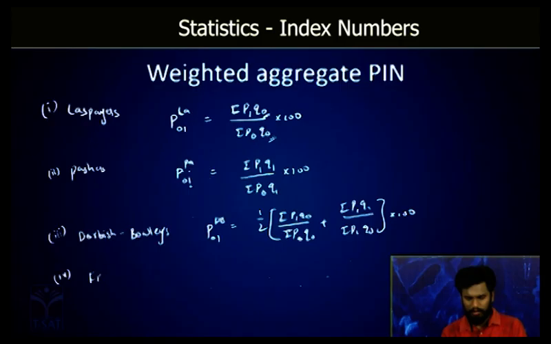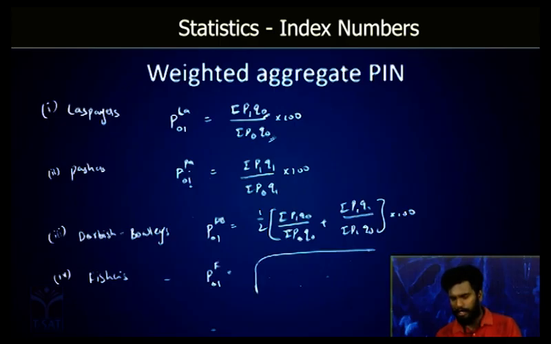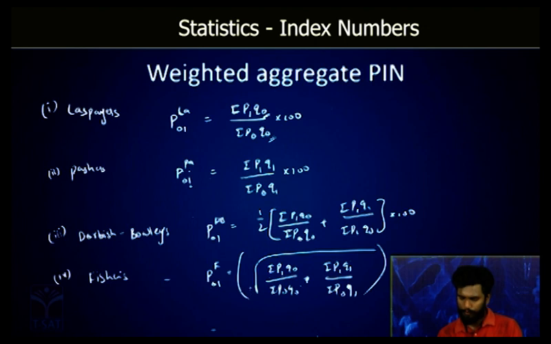Next it is Fisher's, which is very, very important. Why it is important we will discuss later. P01F is given by under root of summation P1 Q0 by summation P0 Q0 into summation P1 Q1 by summation P0 Q1, into 100 outside the root. This is nothing but the geometric mean of Laspeyres and Paasche's. The previous one was the arithmetic mean of Laspeyres and Paasche's.